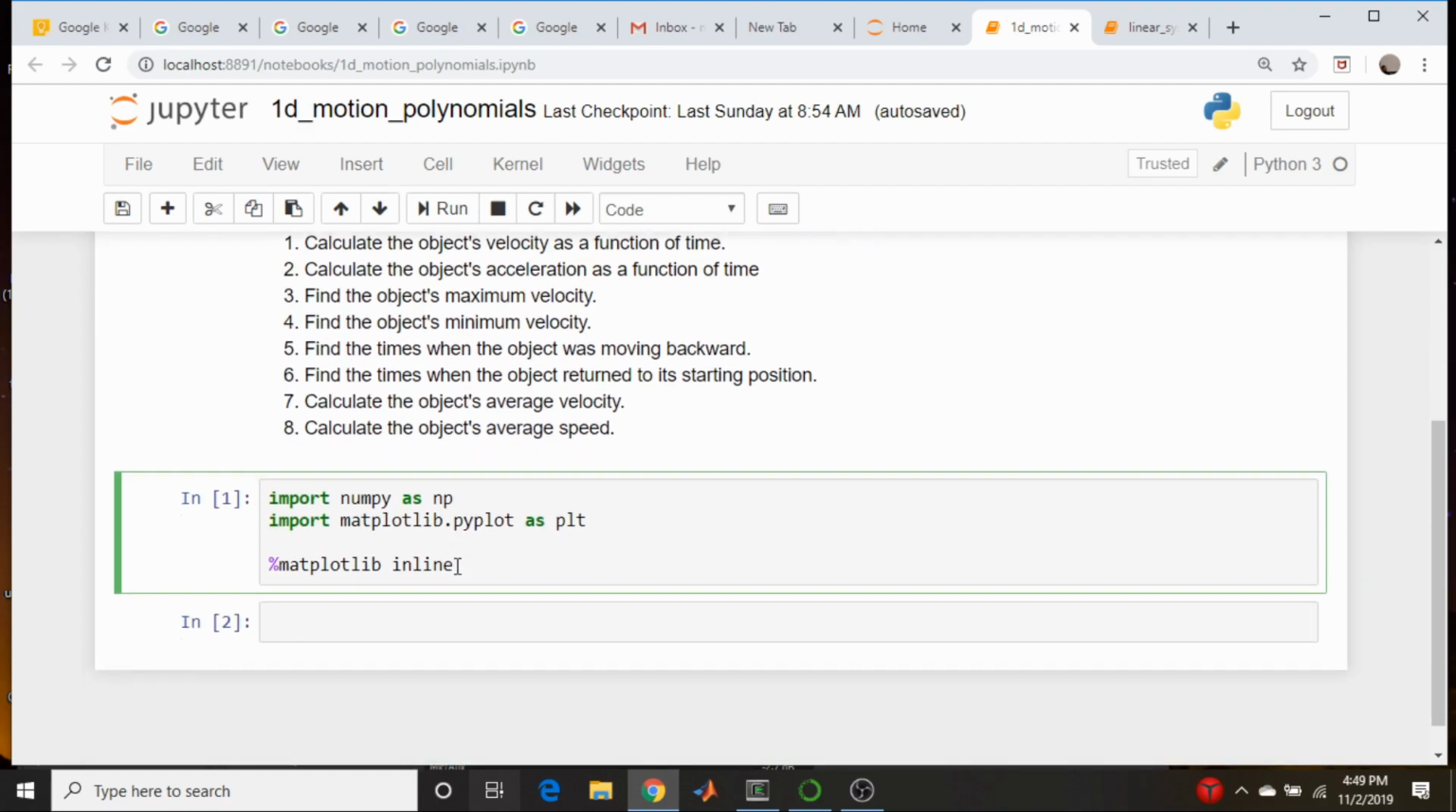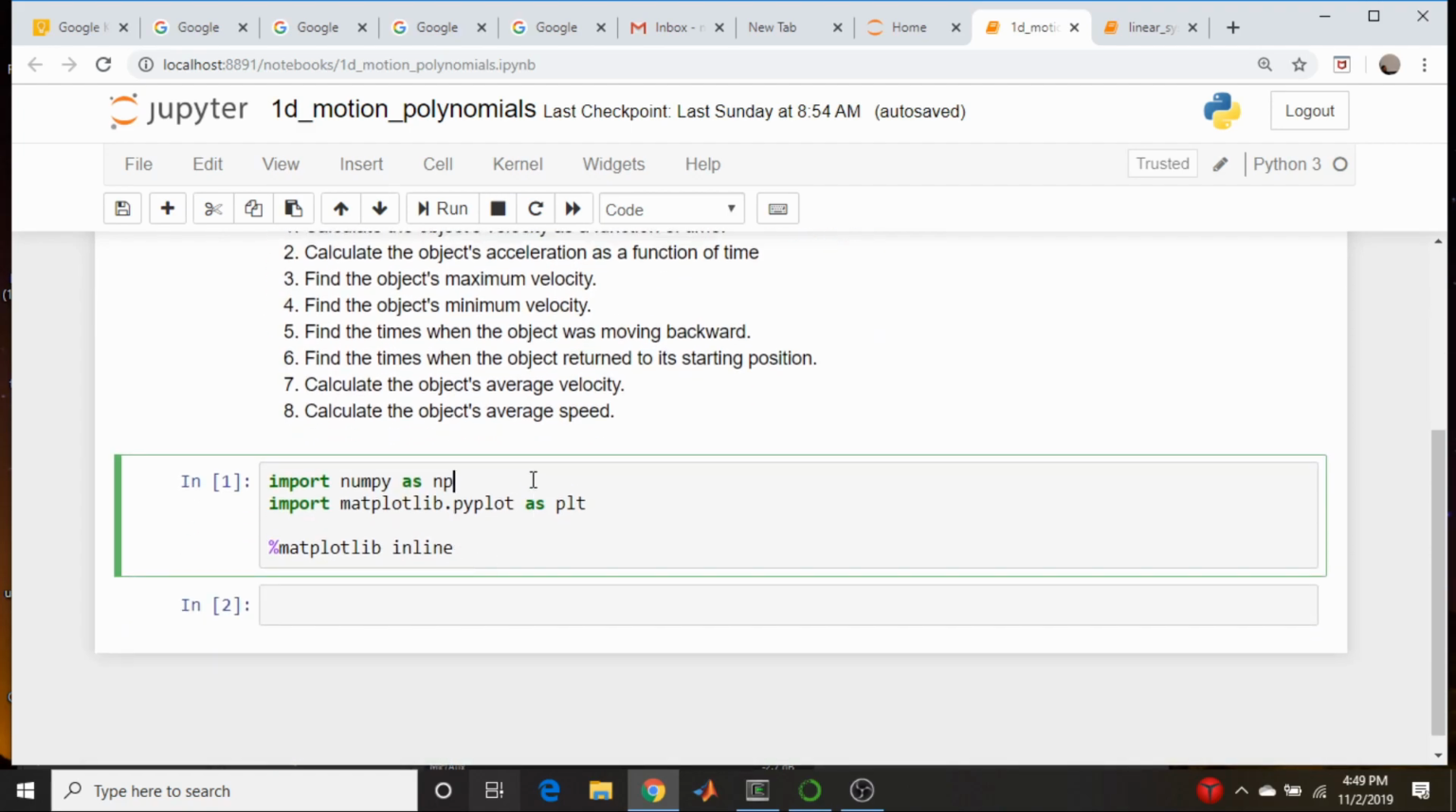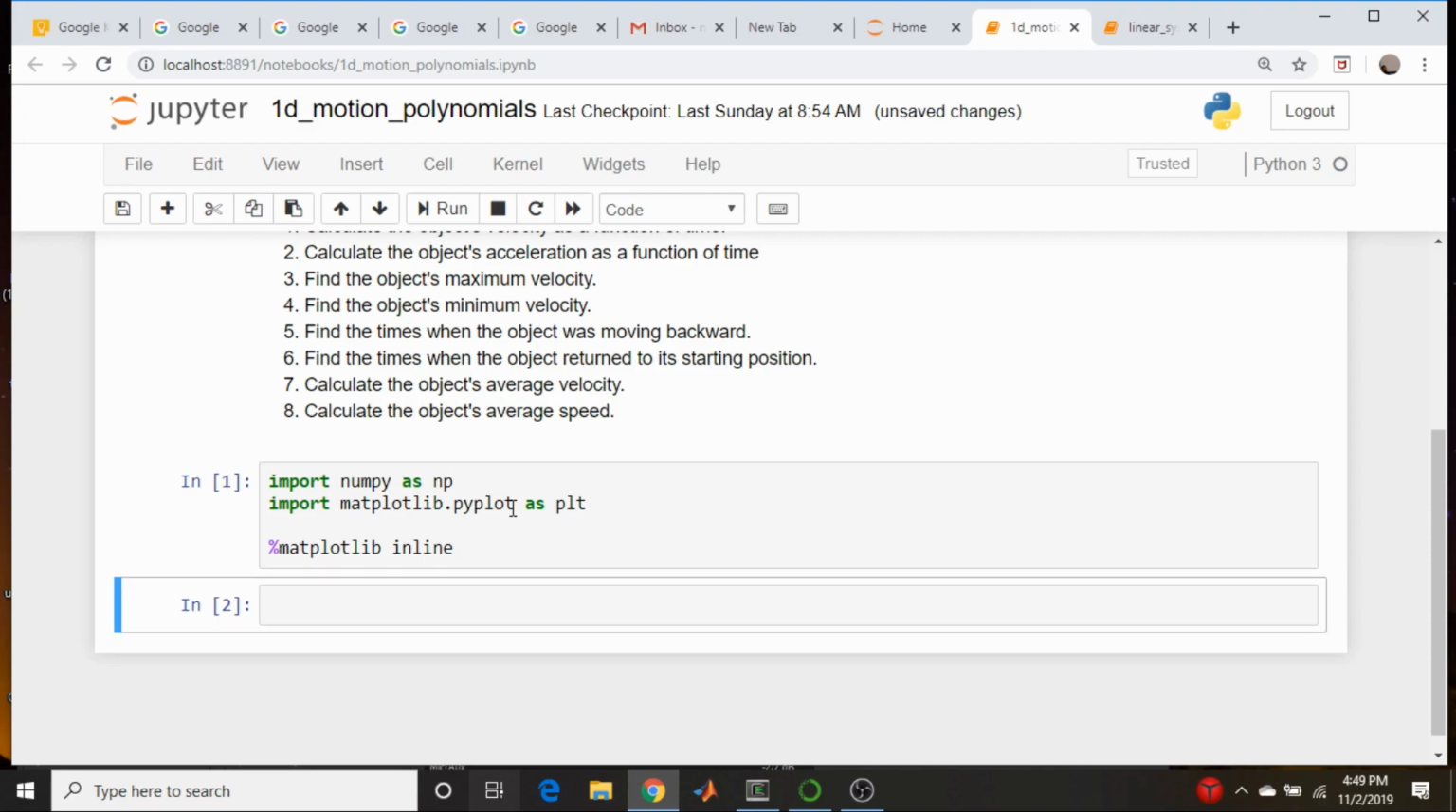So I've already done the imports here. I'm importing NumPy as np as usual, and I'm also importing the plotting library so we can actually visualize some of these. So let's execute that cell. And now it's really easy to do polynomials.